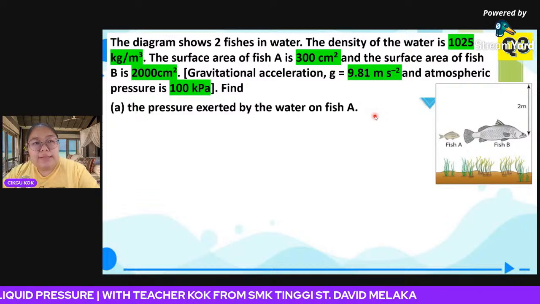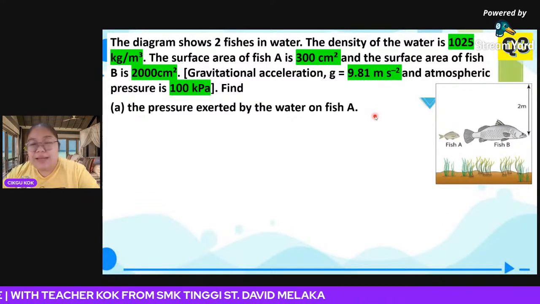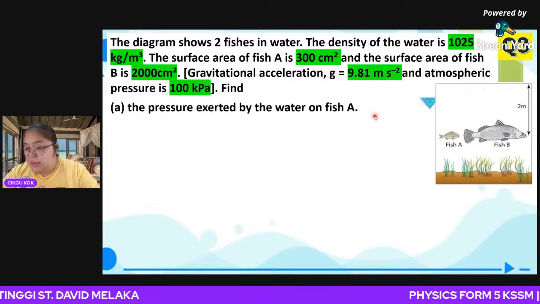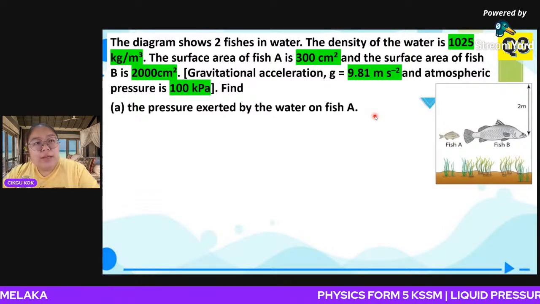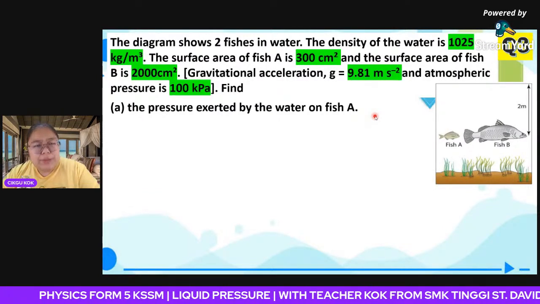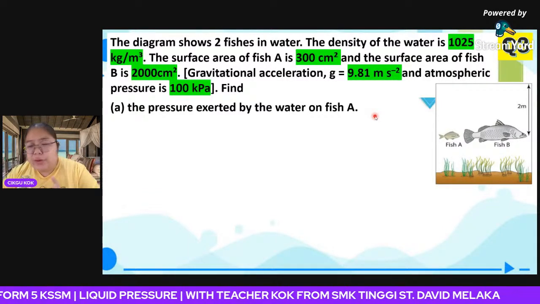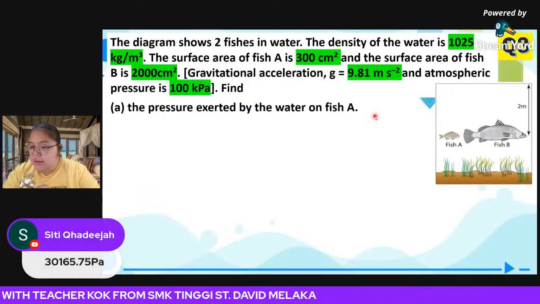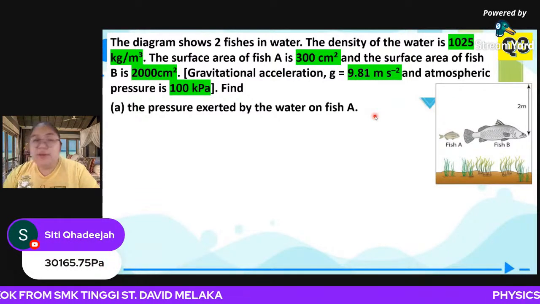Okay, no others. We just apply the same thing. The formula is the same one. Okay, Sabrina, give me this: 20,110.5 pascal. We're going to see, so we're going to check is it correct or not. We're going to pin the answer from Sabrina first. We're going to check.